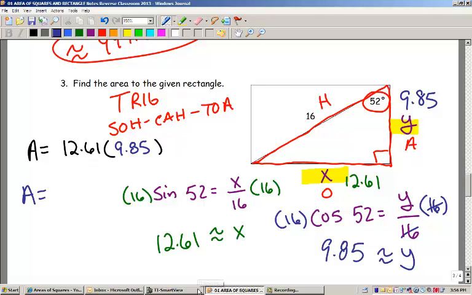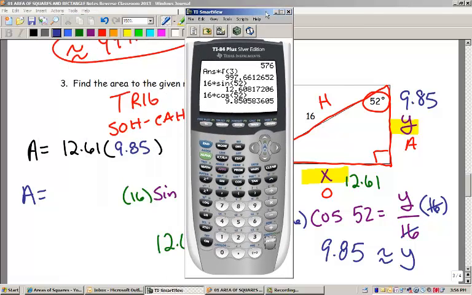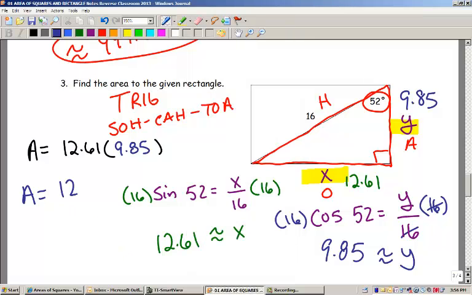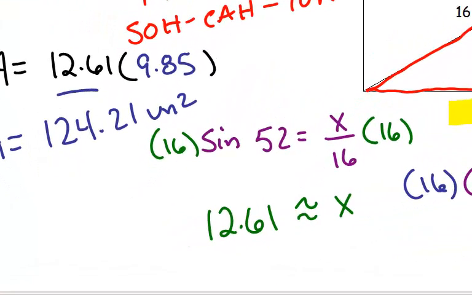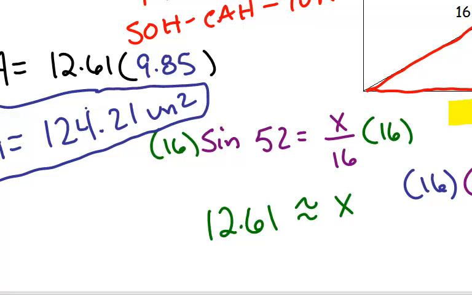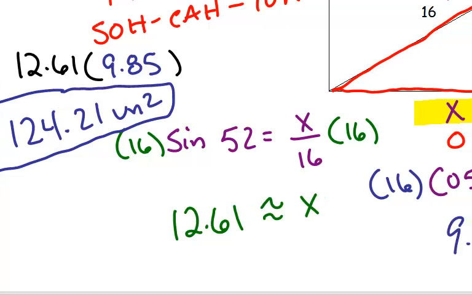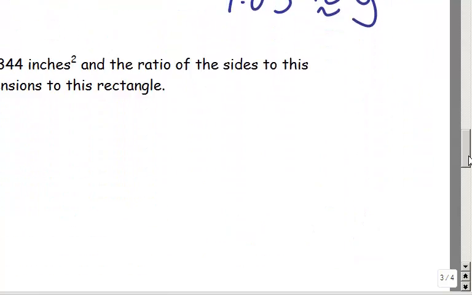Now we're going to get an answer when I multiply those two numbers together. So I got 12.61 times 9.85. And again, we're going to round to two decimal places. So we're looking at 124.21. And again, we want units squared. And that is my final answer for that problem there. Okay, so there we had to use a little trigonometry. Okay, let's take a look at the next example.